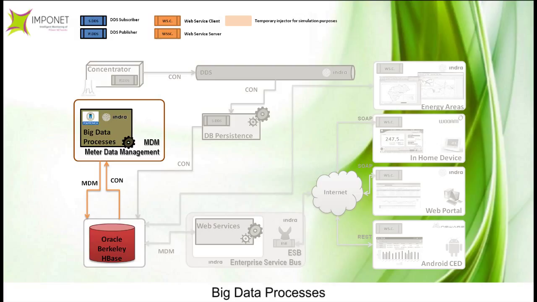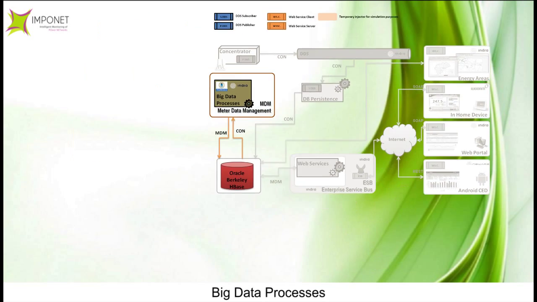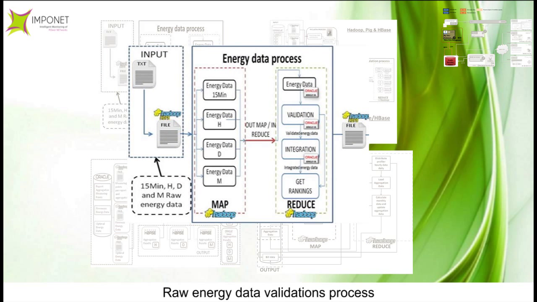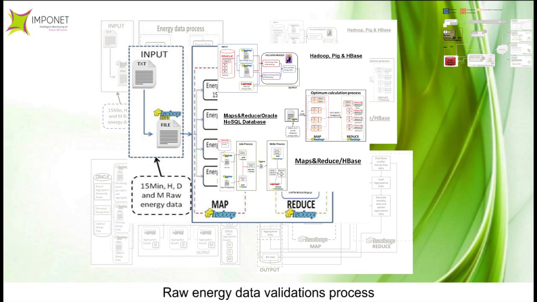The energy data stored in the database is processed by the big data processes of the metadata management. These processes save the results into the database, allowing other platforms to access the data. New technologies for massive processing and storage like HDAP and NoSQL databases have been used to develop the big data processes. One of these functionalities is the validation of raw energy data. The objective of this functionality is to detect possible anomalies received in the data from the concentrator.